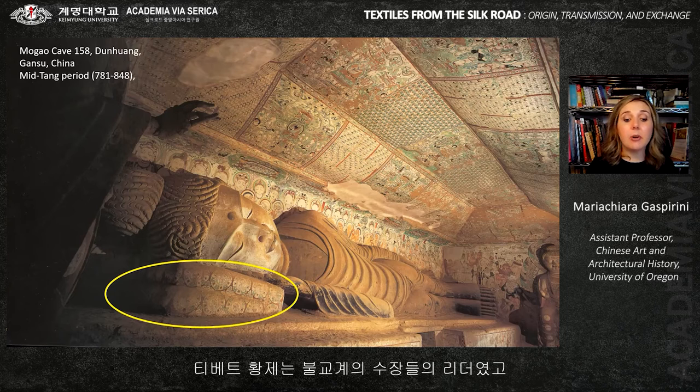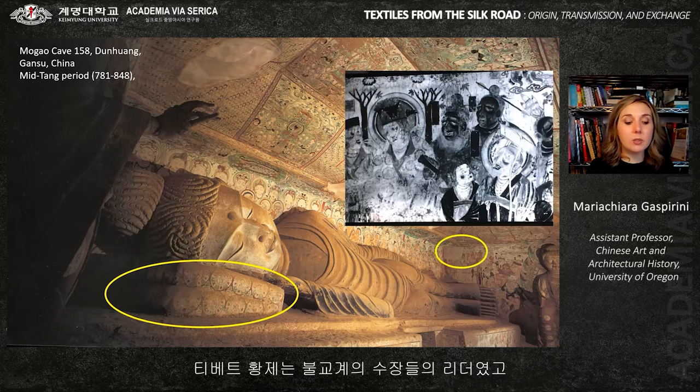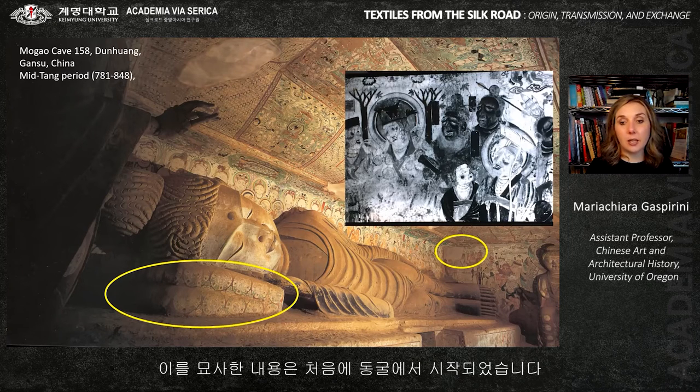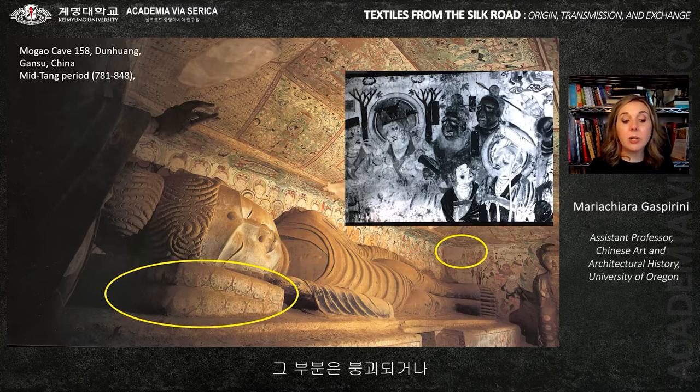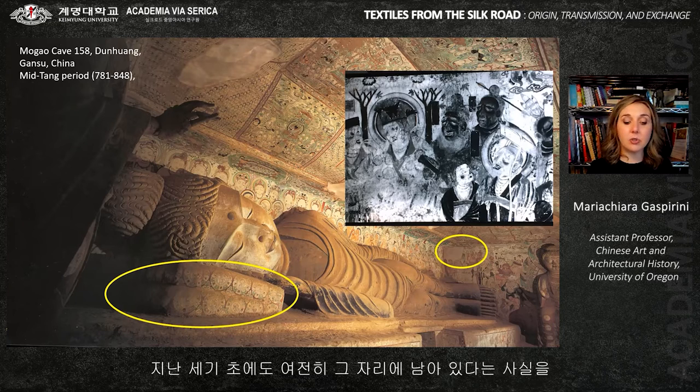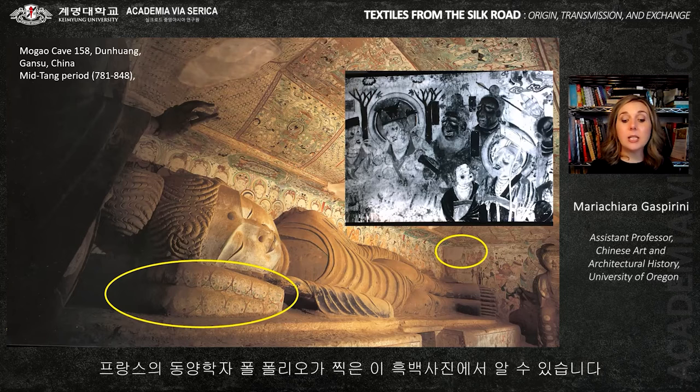The Tibetan emperor, leading the ruler of the Buddhist world and mourning for the terrestrial death of the Buddha, was initially illustrated in the cave. That part of the cave collapsed or was vandalized in the 70s during the Chinese Cultural Revolution, but at the beginning of the last century was still there, as we can see in a black and white photo taken by the French orientalist Paul Pelliot.